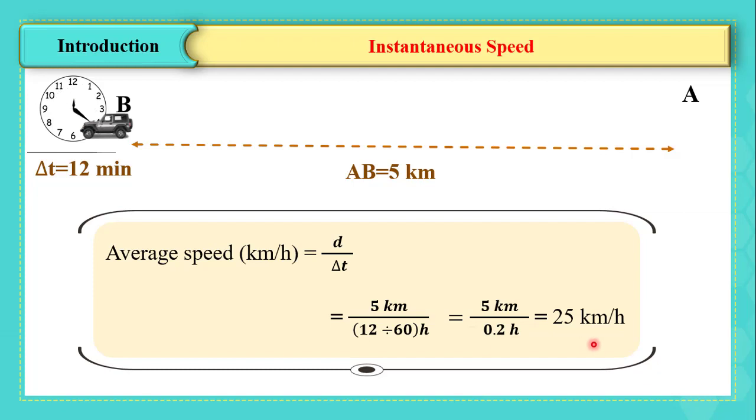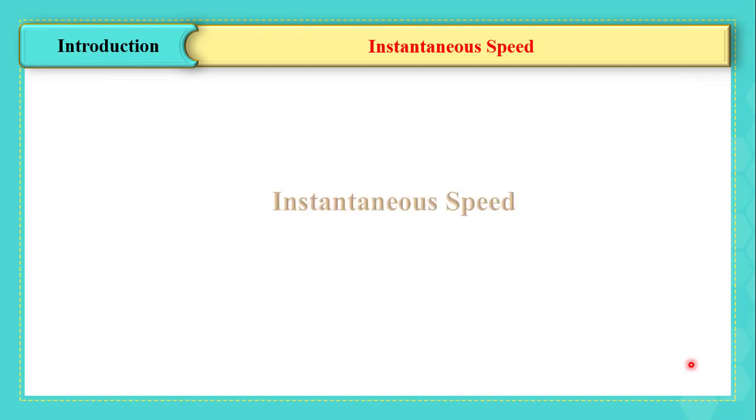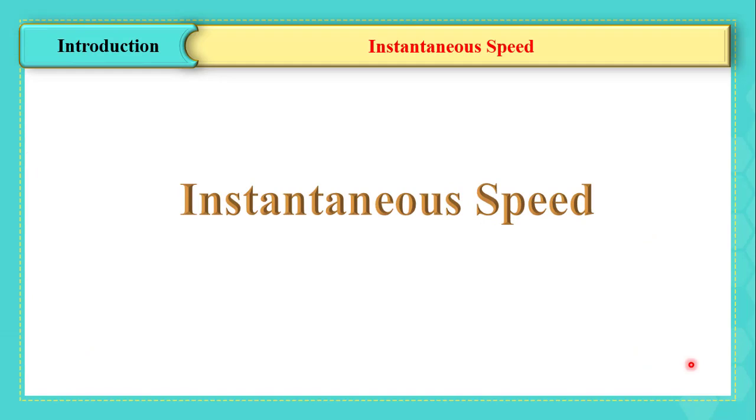In fact, the average speed gives us a general idea about the speed of the body throughout its journey, but it does not inform us about the variation of the speed of the body over time in order to study its movement. So, we must find the speed in a more detailed way. That is, to find the instantaneous speed.